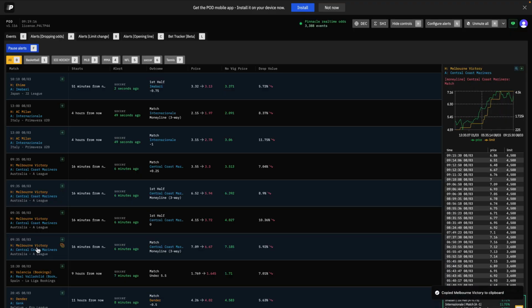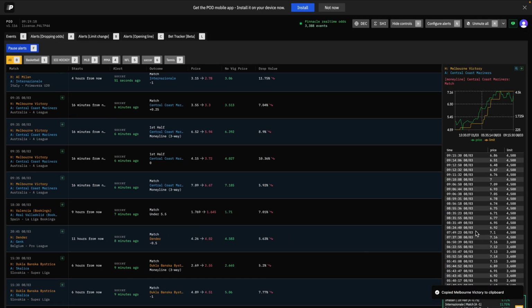You can do this literally with any bet, and it depends on the odds, of course, but there you can bet 4,500 at 6.86. So that's all you need to know about the limits. The nearer the game, the better the league, the higher the limit.